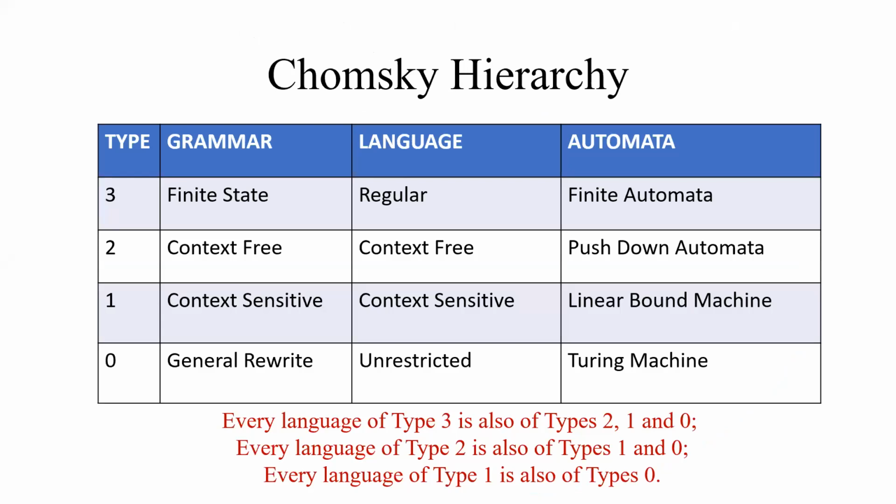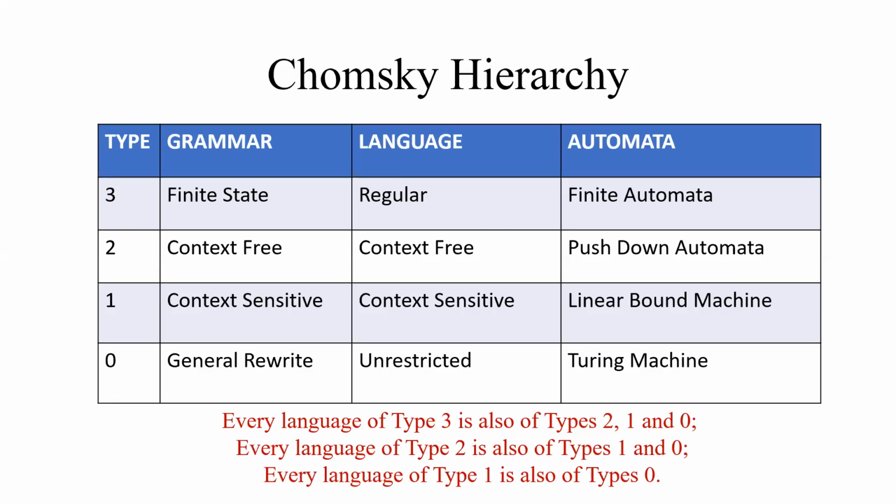We have 4 types of languages: type 0, type 1, type 2, and type 3. All the regular languages, which we considered in finite automata, and the grammar which we considered as finite state grammar, are type 3. Type 2 consists of context-free languages, context-free grammar, and the automata which we built corresponding to type 2 languages was the push-down automata.